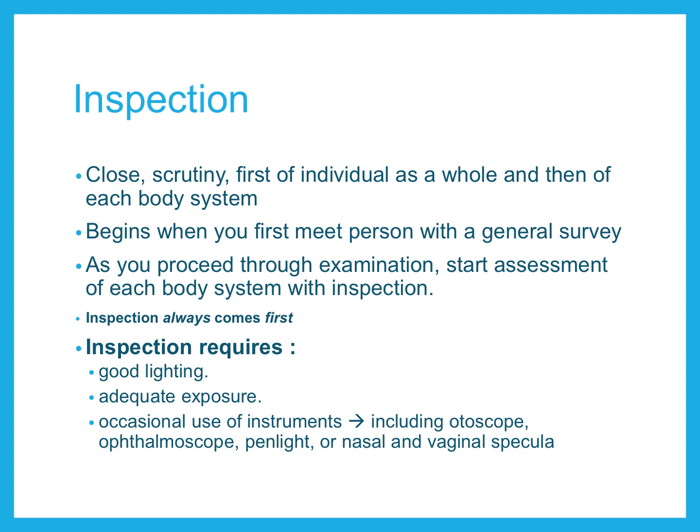We're doing a general survey in the very beginning. As we proceed through the exam, we will use inspection first, always. We're always going to look first. It requires good lighting, so turn that light on, adequate exposure of the extremity or body part, and we may use instruments to help, like an otoscope, an ophthalmoscope, a pen light, or a nasal or vaginal speculum if that is what we are inspecting.